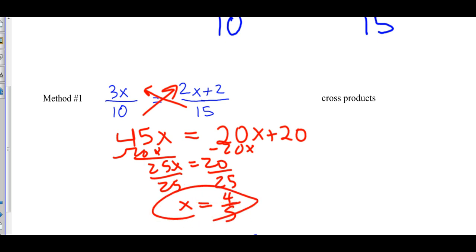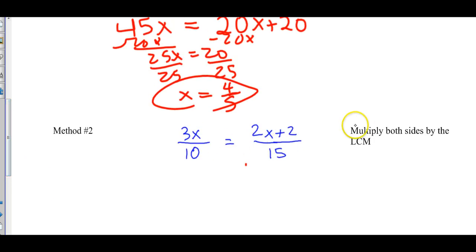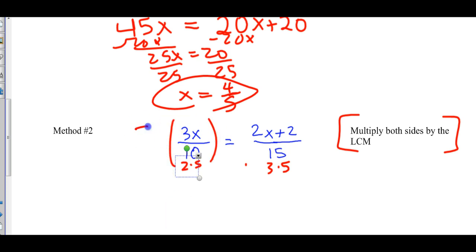And that's certainly a good method. Another method, method 2, is if I take the same problem, but instead of multiplying by cross products, I'm going to multiply both sides by whatever the LCM is. And so if I either think or do the factorization of the denominators, I see that they share a 5. So the LCM would be either 10 times 3, which is 30, or 15 times the leftover 2, which is 30. So I'm going to multiply both sides by 30.